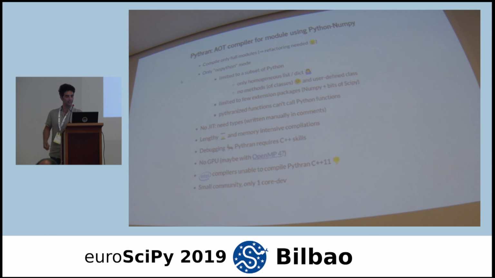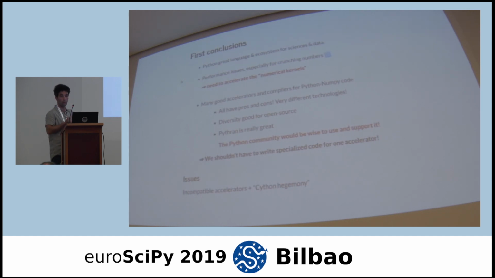There is a small community and only one core developer. That's it, so we have to be careful. So, first conclusion: we have a great language. We can write nice code in Python. We clearly have performance issues for crunching numbers, so we have to accelerate numerical kernels.